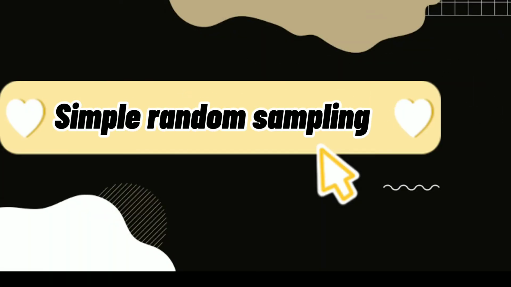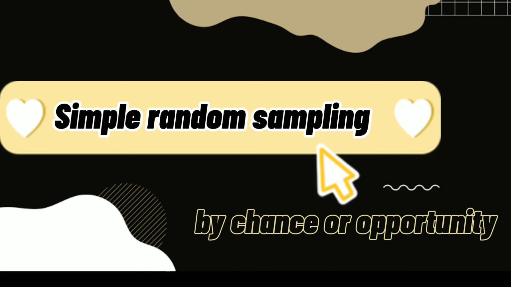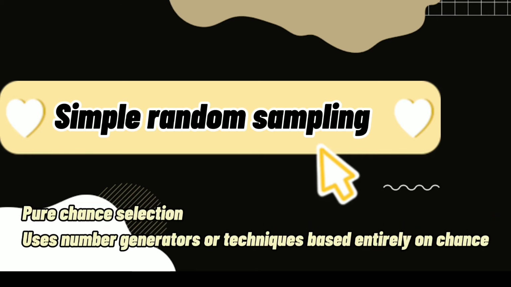Simple random sampling assures that every member of the population will have the same opportunity to be part of the sample. The basis of inclusion or exclusion is only by chance or opportunity. In this type of sampling, one may have a list of participants, assign a number to each, and then use a random number generator. Another method used is also draw lots, which is also based on chance.